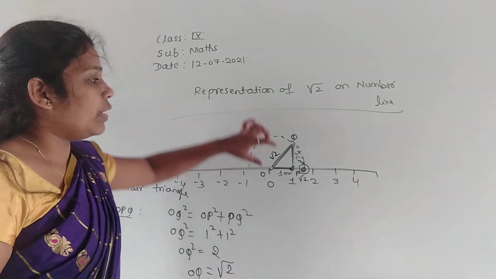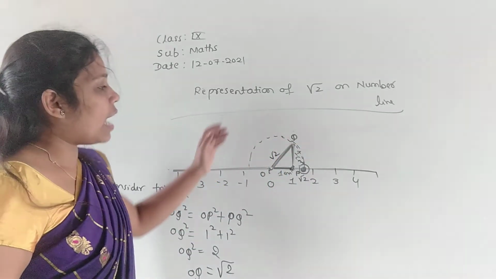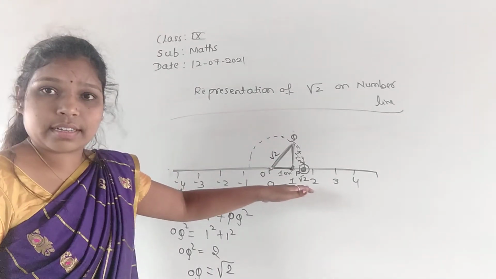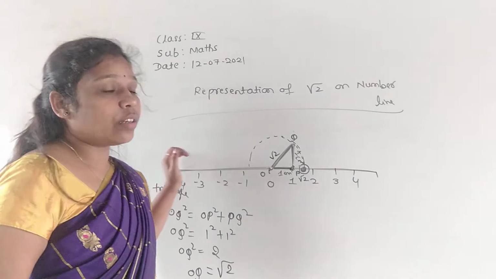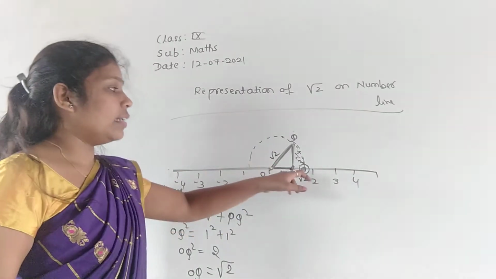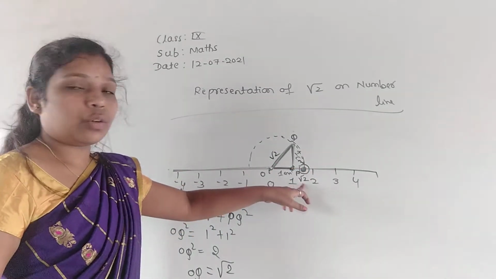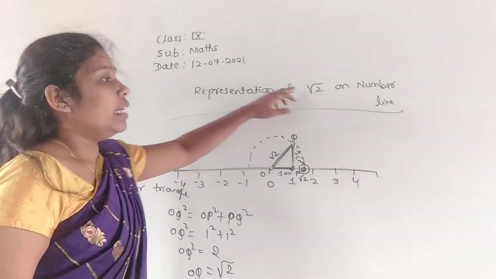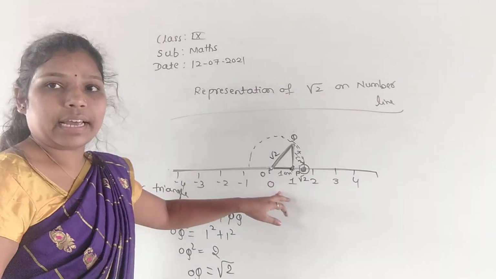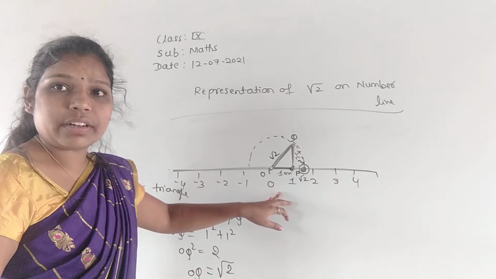For that reason we take the OQ distance and we make one arc here. Understanding? So wherever that arc intersects at one point on the number line, that point is called the root 2 here. So this is the representation of an irrational number on a number line. Getting everyone? Okay, fine.